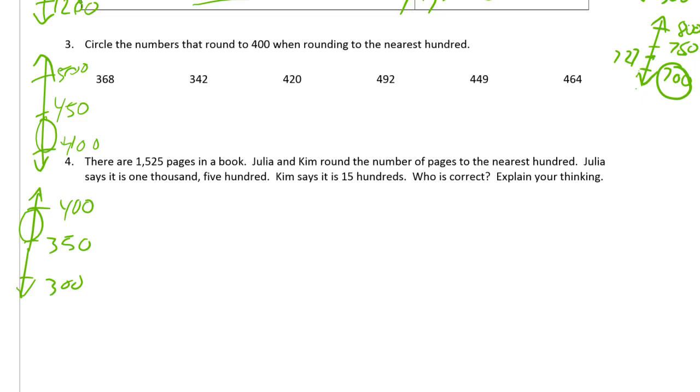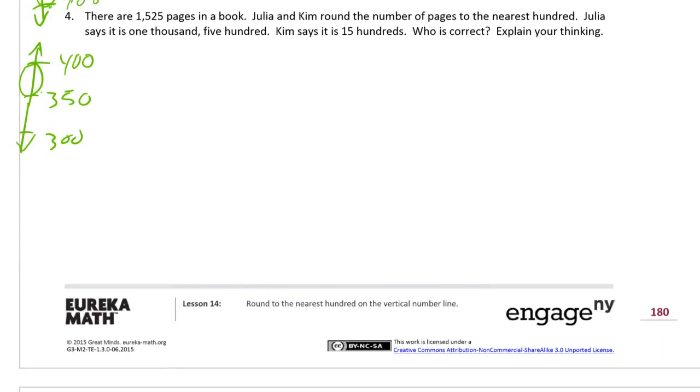So we'll just look at where these are on these two lines. 368 is between 350 and 400, so we can circle that one. 342 is below the 350, so we're not going to circle that one. 420 is between the 400 and the 450, so we circle that one. 492 is closer to the 500, so we can't circle that one. The 449 is right under the 450, so it's closer to 400 than 500, so we'll circle that one. And 464 is a little bit above the 450, so that's closer to 500, so we can't circle that one. So those are the three numbers for your answer. And I suggest you write these number lines on here to show how you did it.